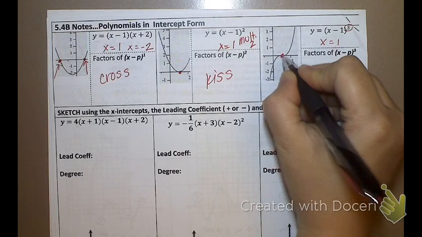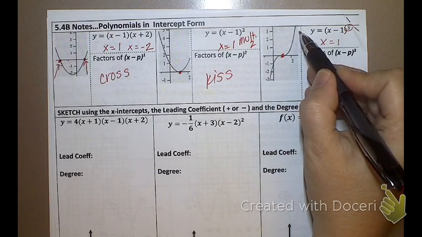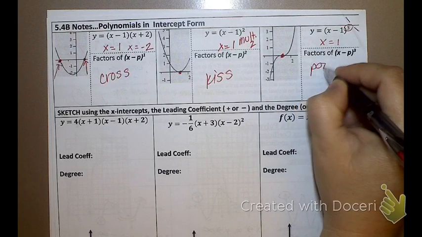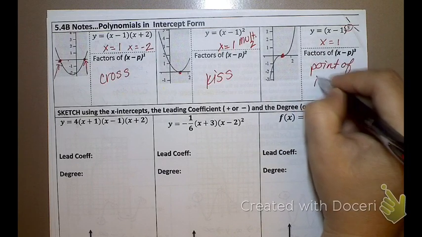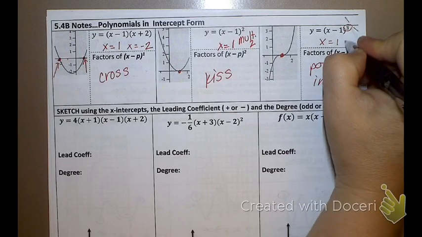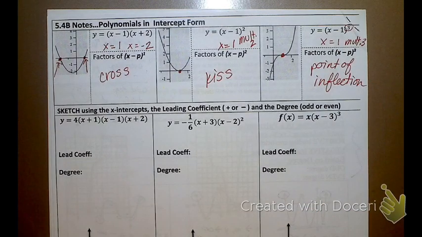All right? And then finally, we have something with a multiplicity of what? 3. And it's not kissing, but it's also not just going straight through. It's kind of bending a little funny. And we call that a point of inflection. So when we have a multiplicity of 3, we have a point of inflection. So not all x-intercepts are created equal. They look different based on their multiplicities. So we're going to use that information as we graph these.